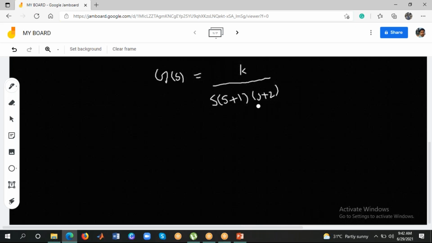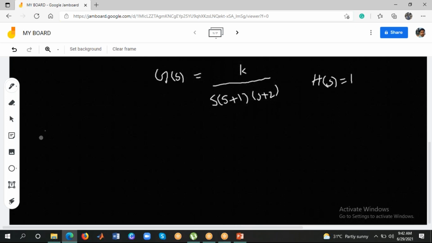So you need to find the value of K for making the stability. So first of all you have to find the characteristic equation. The given problem has G of S equals K divided by S into S plus 1 into S plus 2, and what is the H of S value here? It is unity feedback, right? So its value is 1.